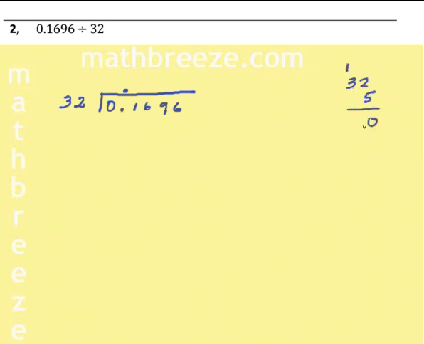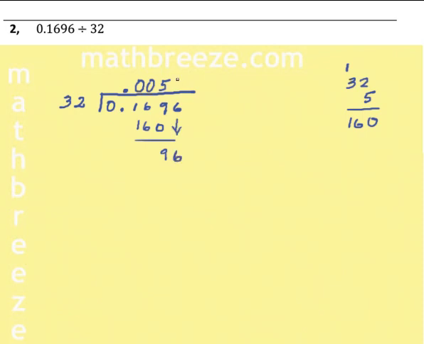5 times 3 is 15, and 1 is 16, so we get 160. Let's put the 5 right above the 9 in the 169, right aligned, and we have to fill these 2 places to the right of the decimal point with zeros. Let's not forget to do that. All right, 5 times 32 is 160. And now just bring down the 6.